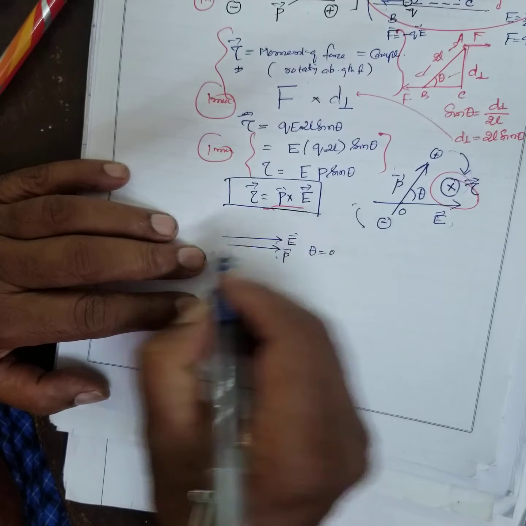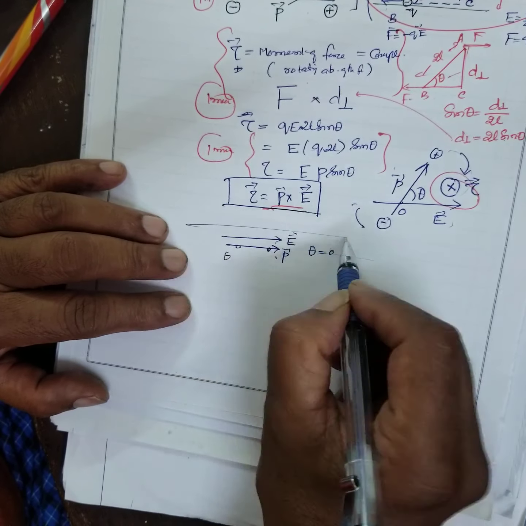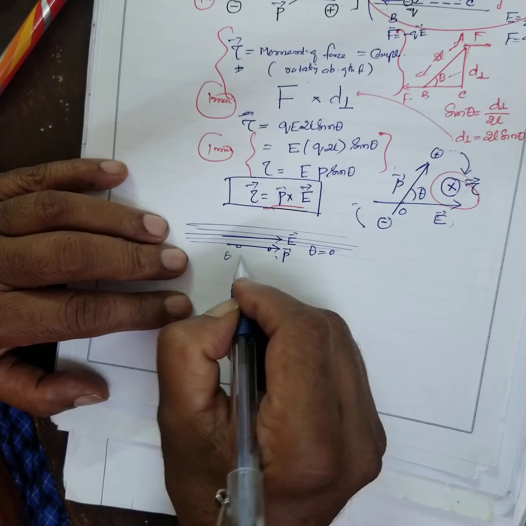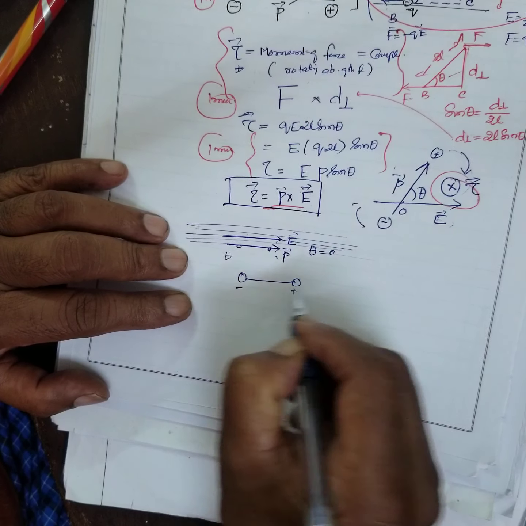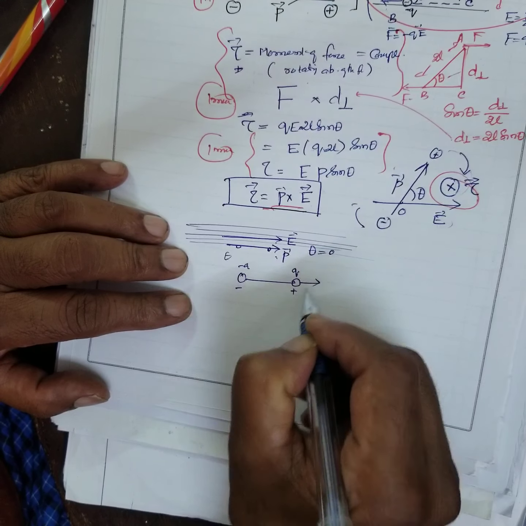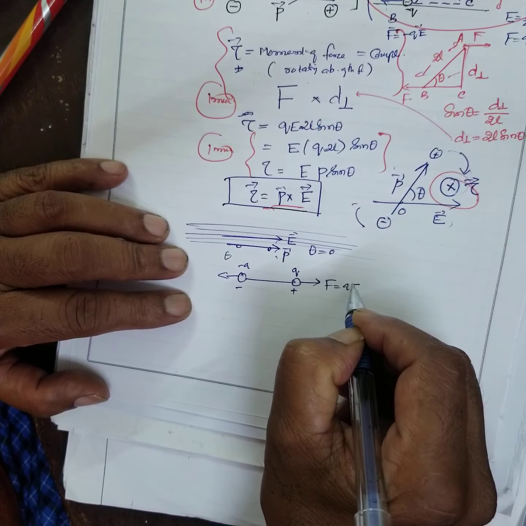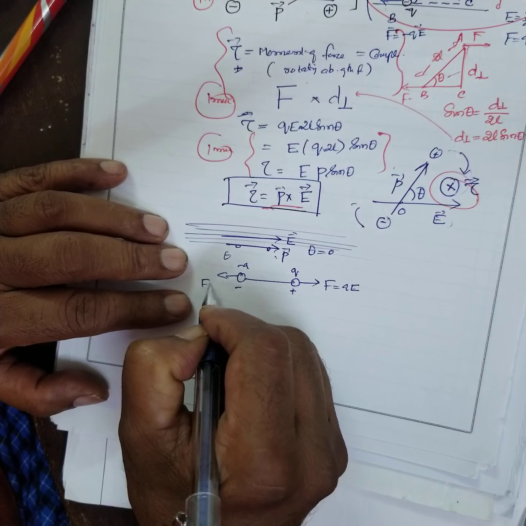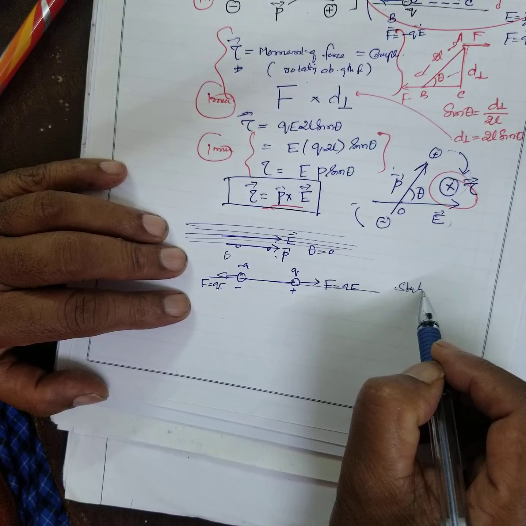Theta equal to 0. That means what? If the dipole is kept in a uniform field along the direction of the field, what will happen? Here this is plus and this is minus, plus Q and minus Q. Equal and opposite forces act, QE here also. F is equal to QE. This is stable equilibrium.